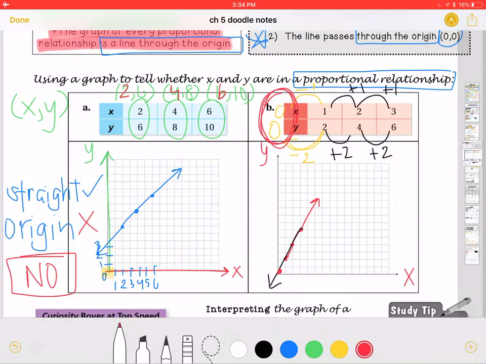So again, ask yourself, is it a straight line? Yes. Does it go through the origin? Yes. So because it satisfies both of those key factors that identify a proportional relationship, then we would say yes, this is proportional. And you could say because it's a straight line and it passes through the origin.